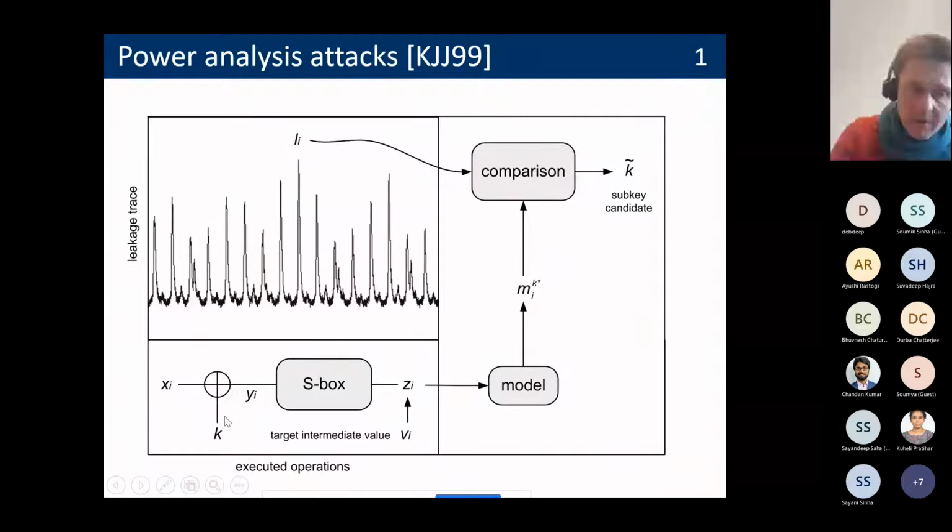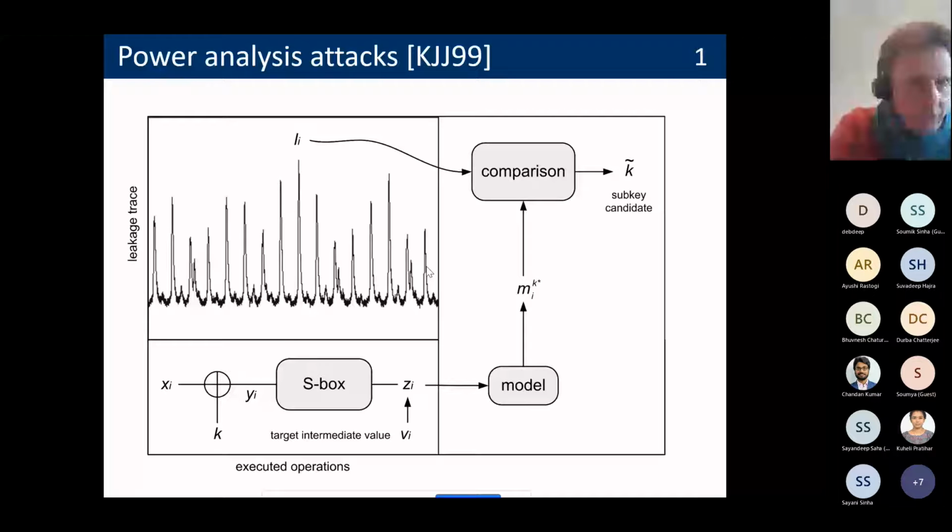So you have a plain text xi, you XOR it with the key k, and you have intermediate values y and z before and after the S-box. And when you do these operations, you receive these power traces that I put on the top. So this is just the power consumption of the device. And what we know is that this power consumption and many other types of leakage are actually correlated with the intermediate computations.